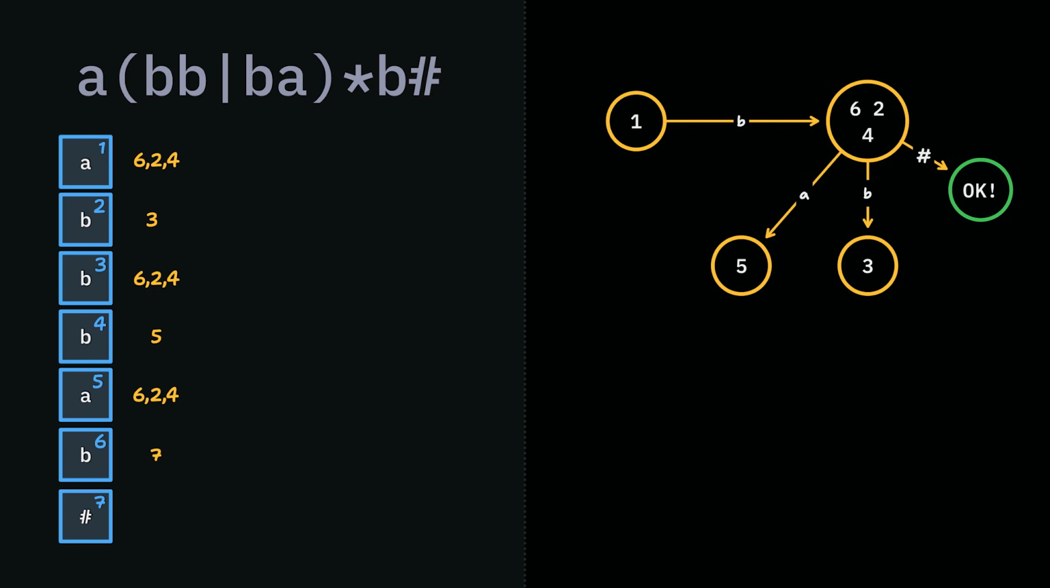We also have a state that transitions to the end of the string, which we could mark with this hash or just mark the 624 state as accepting. Either is fine. Finally, we explore the states 5 and 3 to see that they transition back to 624 again. And this, of course, is essentially the same thing we got with our McNaughton Yamada algorithm.